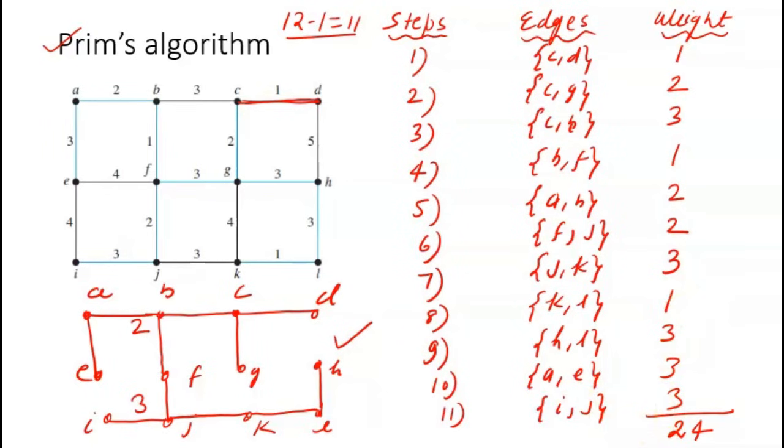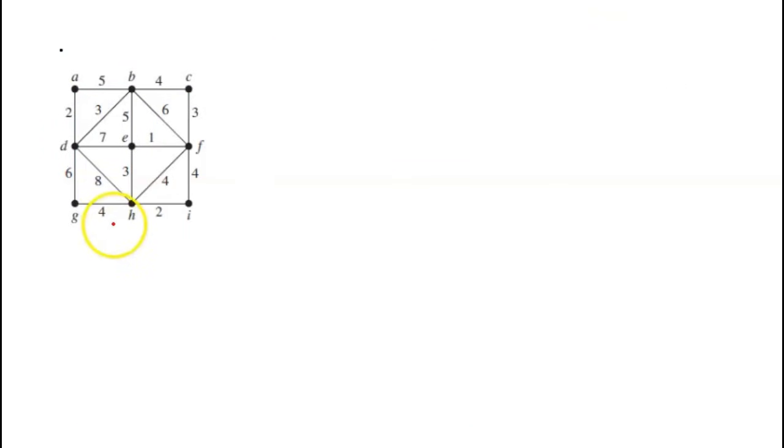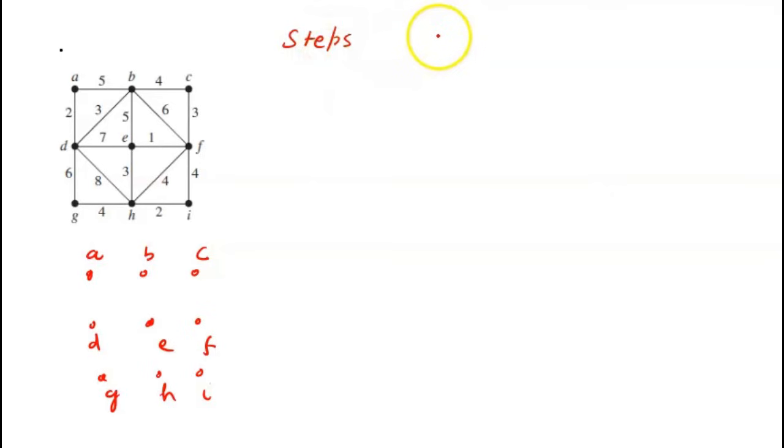So let us do one more problem of finding the minimum spanning tree using Prim's algorithm. Okay, so let us do this problem. There are 9 vertices, 1 2 3 4 5 6 7 8 9, and let us name them A B C D E F G H I. Since there are 9 vertices, how many edges will be there? 8 edges. So how many steps will be involved? 8 steps. So I'm going to write the steps here, the edges, and the weight of those edges. You are expected to do it like this, because you should not miss writing all these details.